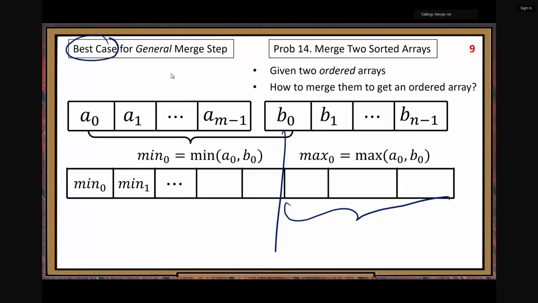How to get that? If the smallest element in one of the arrays is larger than the largest element in the other array, then we only have to compare the first array against one element from the second. All right. And then all the other elements are in place.